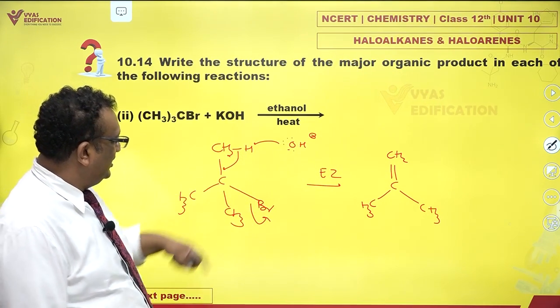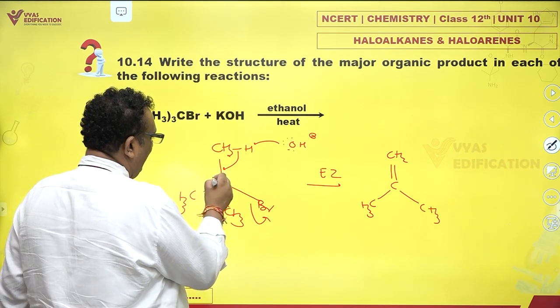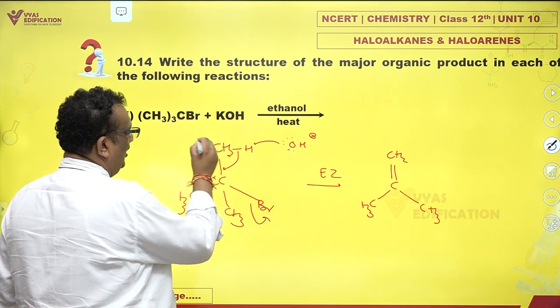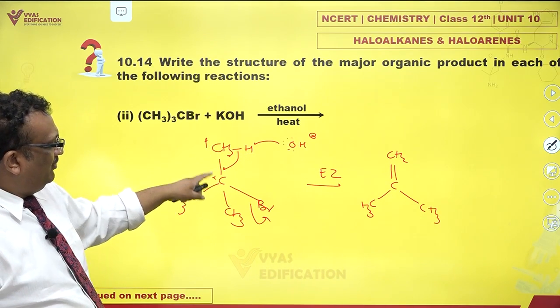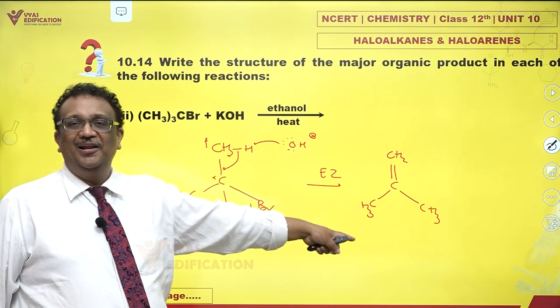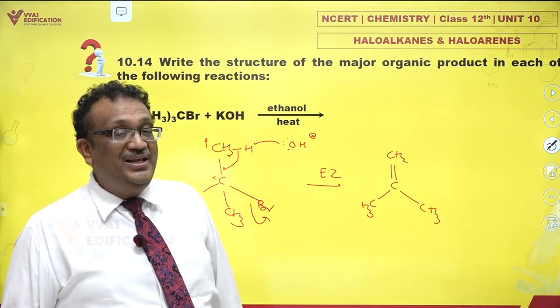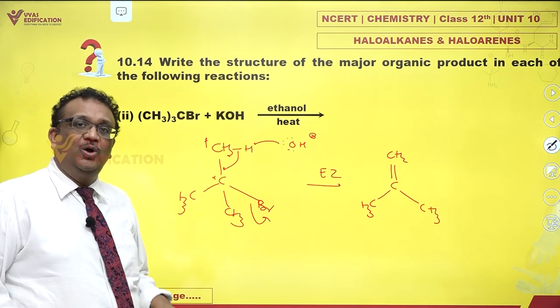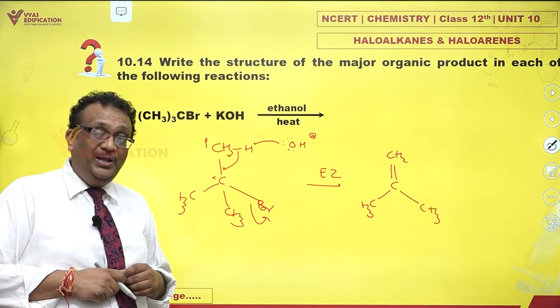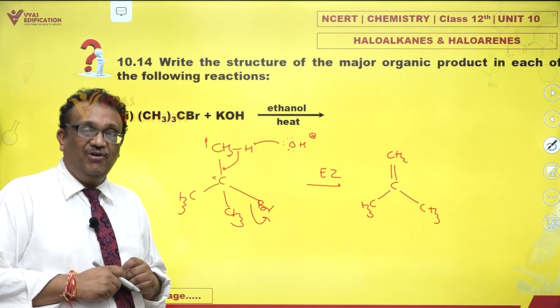Halogen and hydrogen. This is, as you can see, alpha carbon, beta carbon. All these three are beta, they are identical. You remove H plus from anywhere, you get an alkene like this. So isobutylene is the major product in this case, and although it has not been asked, the mechanism would be E2 in case you find it relevant.